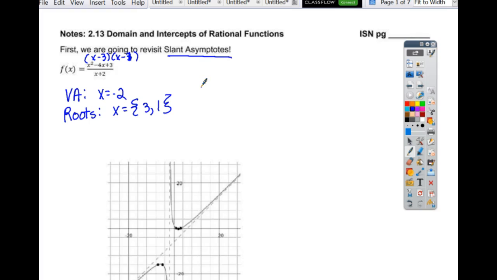So if we get a slant asymptote, how do I find the slant asymptote? Synthetic division on this one, because there's no leading coefficient and there's no exponent. So when I do that, I'm going to have 1, -4, and 3. And I'm going to test -2. So this is what I get. So where do I get the slant asymptote from that?